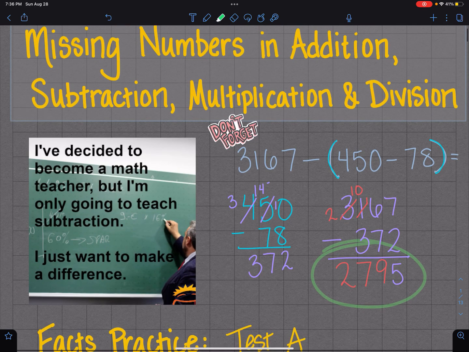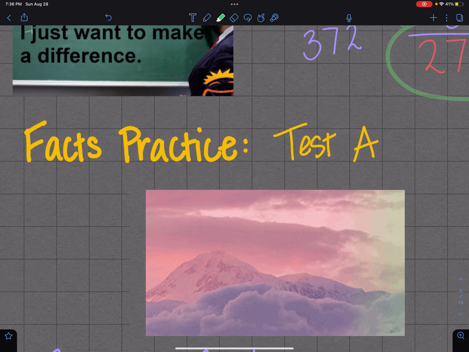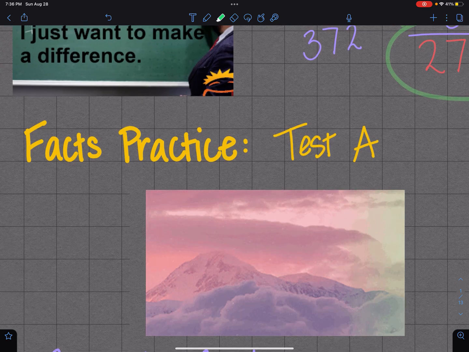All right, let's move on to today's facts practice. You have test A to go over. Here's some beautiful clouds to look at while you do it. Of course, you're going to pause it so you won't get to see the clouds moving, but still you can look at the pretty picture while you do it.